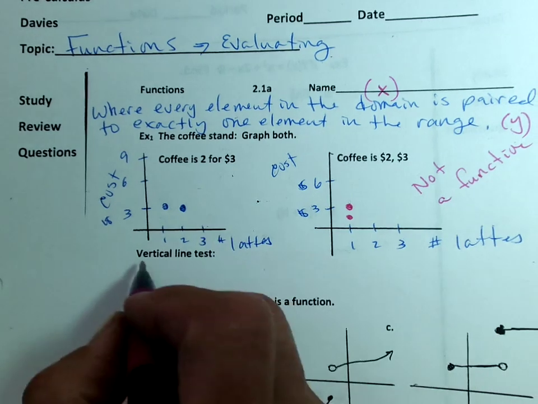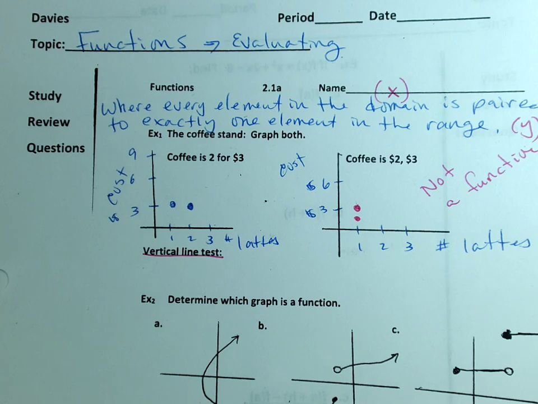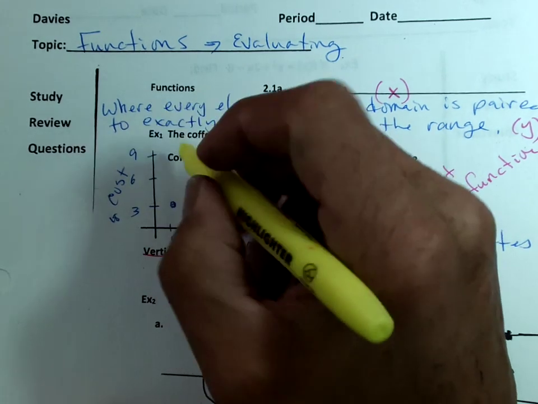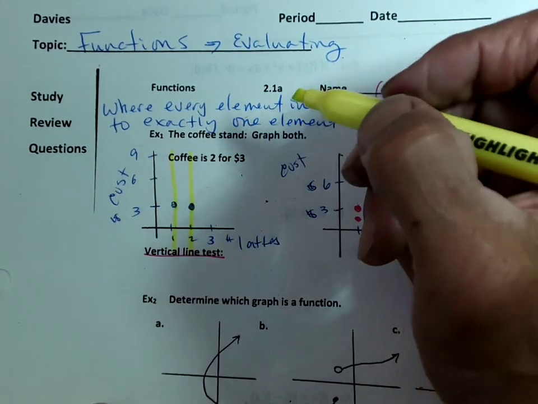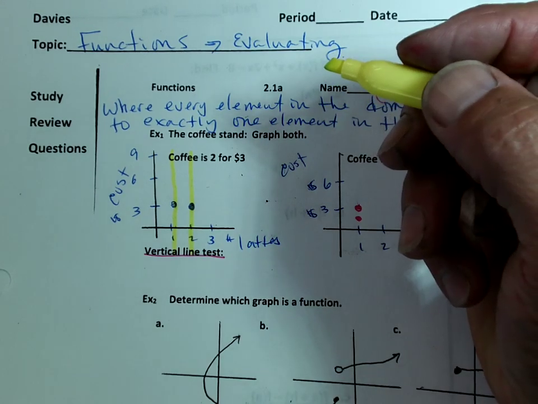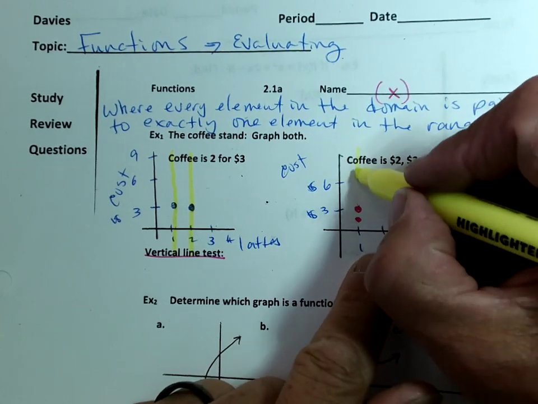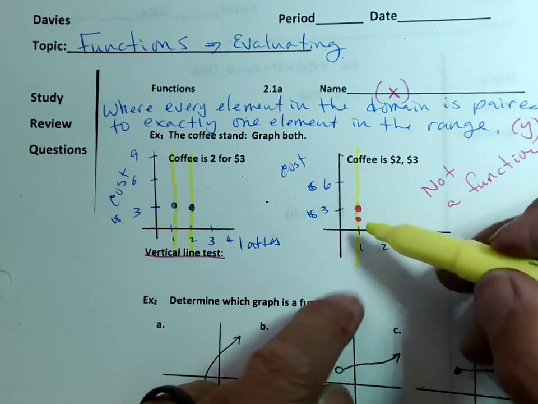There's a thing called the vertical line test. If you can draw a vertical line through any graph, and it hits the graph in more than one place, it's not a function. If we try the vertical line test on this one, I just drew a vertical line straight down, and it hits once. This passes the vertical line test, therefore it's a function. Second example, it hits once, twice. It's not a function, because you have an x value with two different y values.